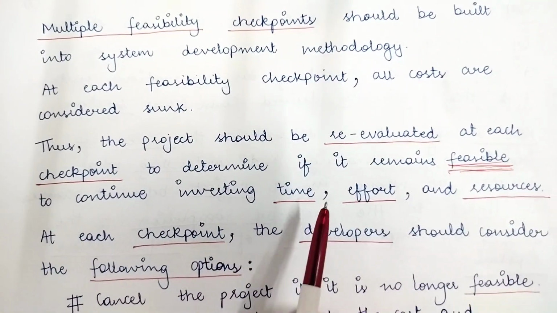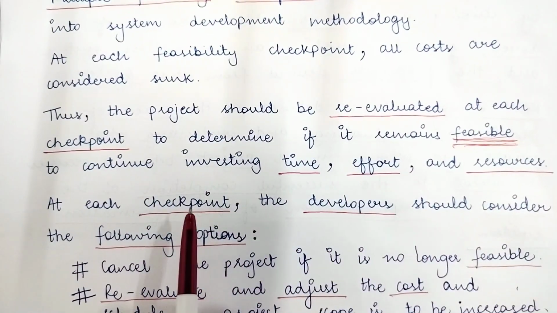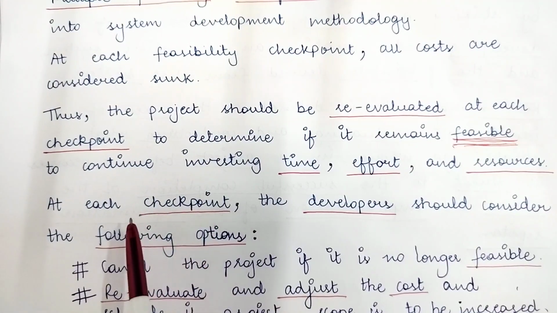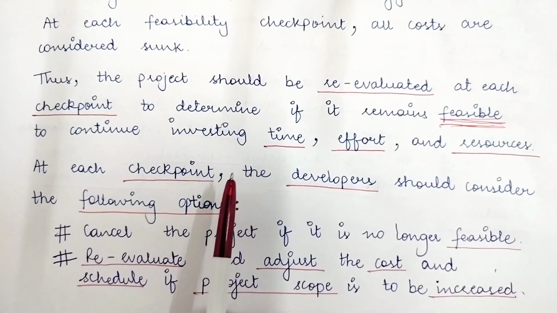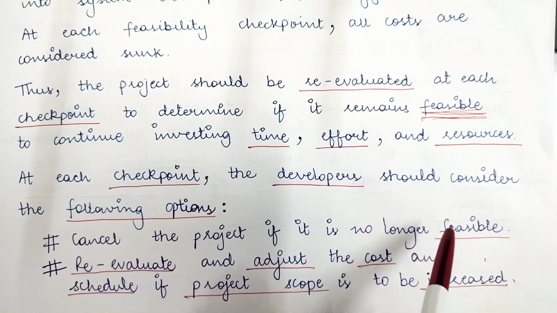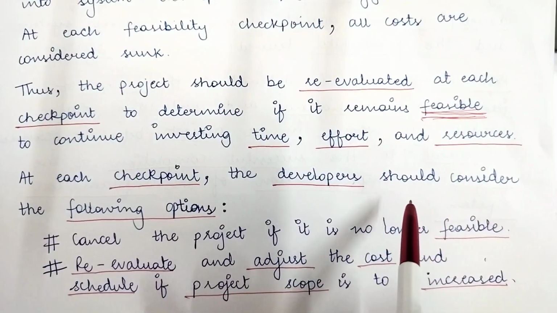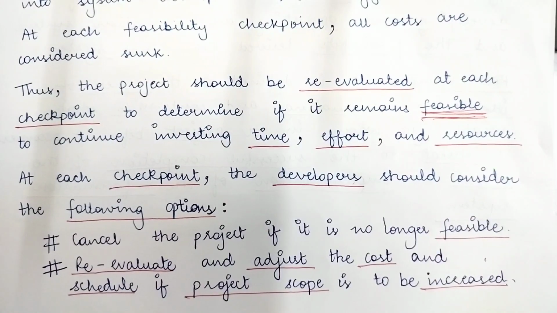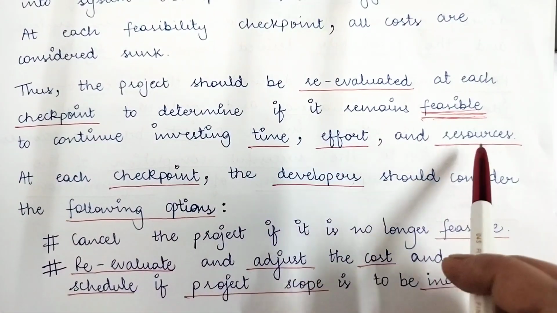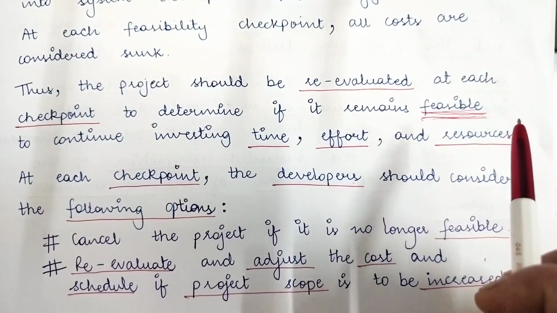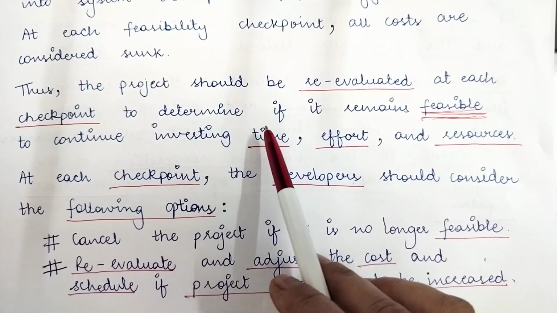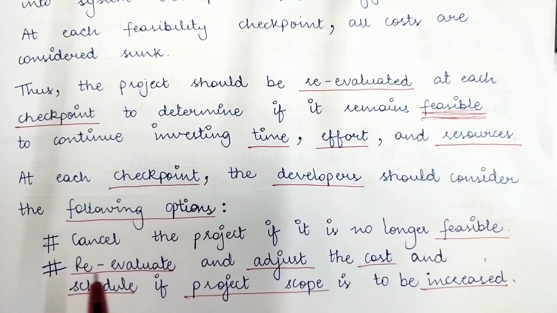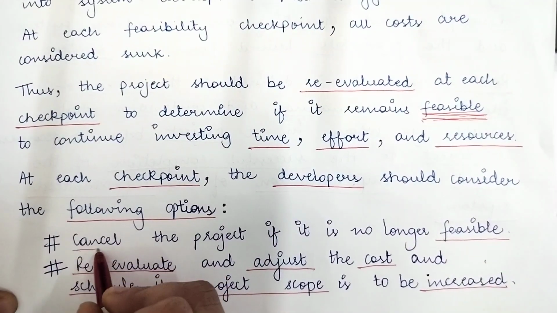At each checkpoint, the developers should consider the following options. When you are checking the information system at various phases, that means at each checkpoint, what should the developers consider? These are the options. First of all, you should cancel the project if it is no longer feasible. You check the feasibility, you recheck the feasibility, and still if you find it is not feasible to put in that much time, effort and resources, and the results that you would get after implementing and operating this information system are not worth what you are putting in, then at that very moment you must cancel the project.